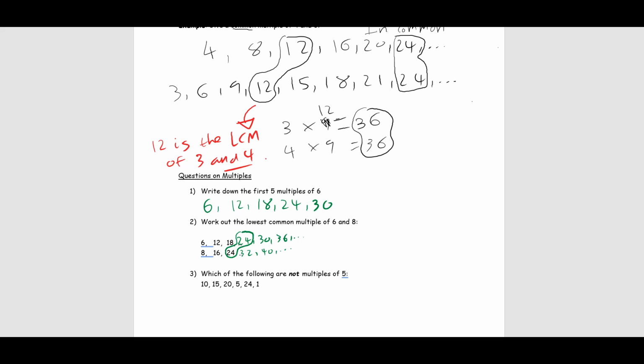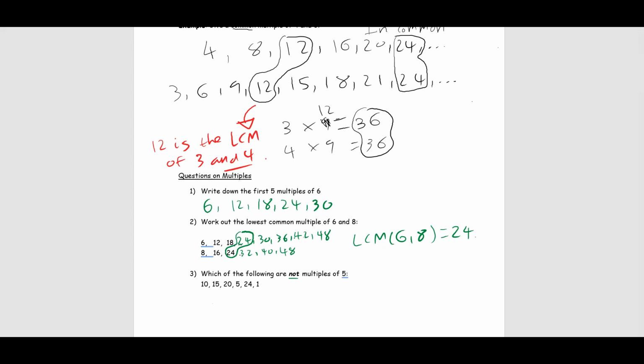So we could go on with the 6s. We could go up to 36, then 42, and then 48. And obviously there's 48 in the 8s as well, and you can see 48 is a common multiple, but 24 is the lowest common multiple. So we can say the LCM of 6 and 8, we write it like this, LCM bracket 6, 8, is equal to 24. Rather straightforward. And then question 3 finally, we want the numbers which are not multiples of 5.